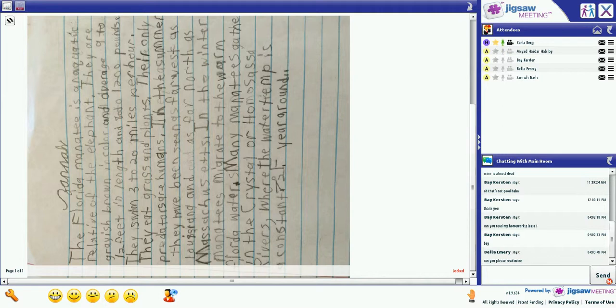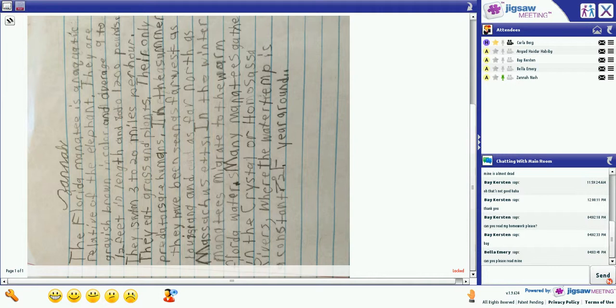Awesome. Go ahead. Xana did the Florida manatee. The Florida manatee is an aquatic relative of the elephant. They are grayish-brown in color and average 9 to 12 feet in length and 800 to 1,200 pounds. They swim 3 to 20 miles per hour. They eat grass and plants. Their only predators are humans.